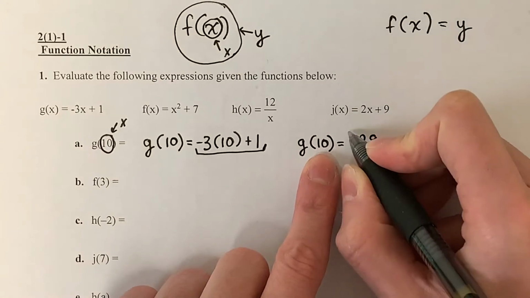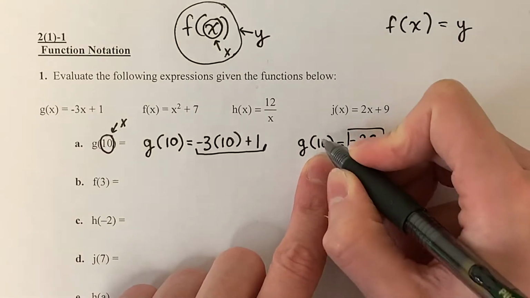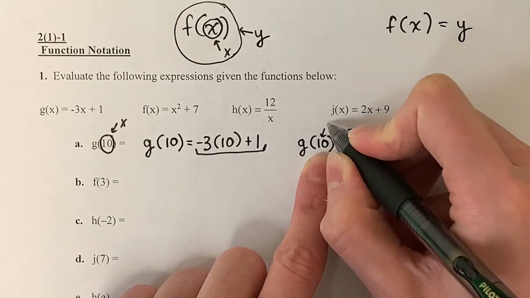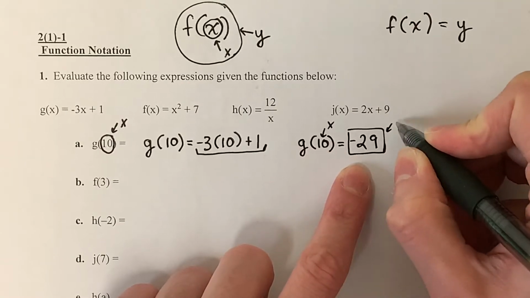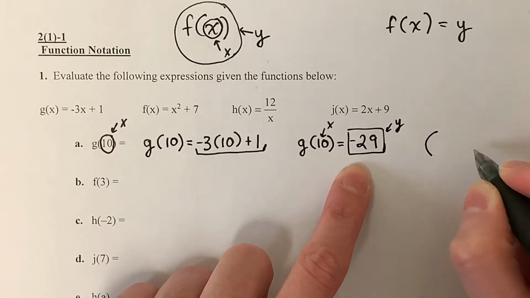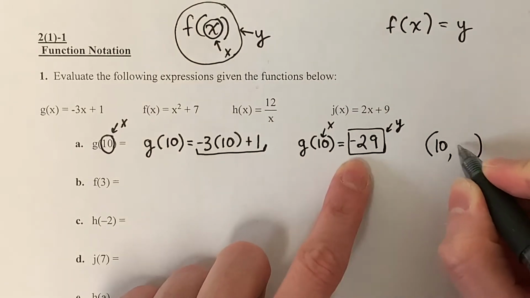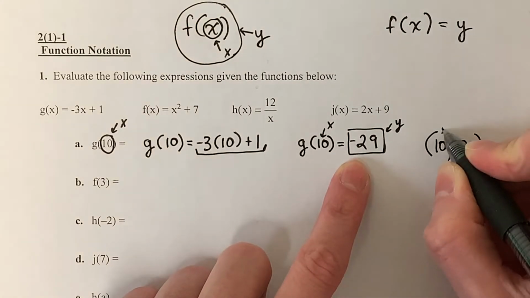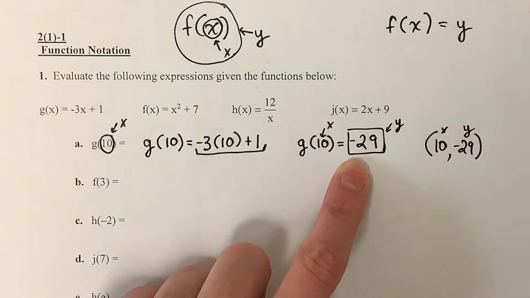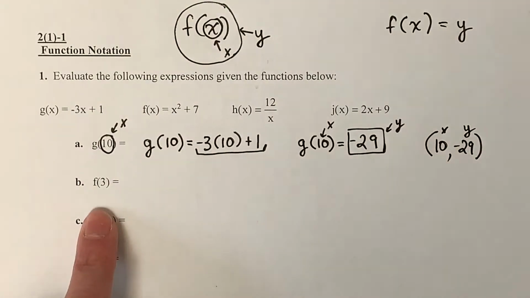So guys, this is my answer. The number inside is x, so this number is y. So if I wanted to do an ordered pair, I would do 10, -29. Because remember, in ordered pairs, x is first and y is second. Let's go to the next one.